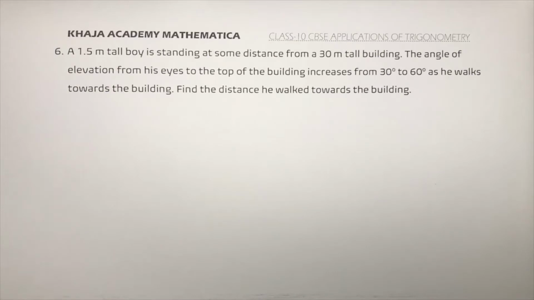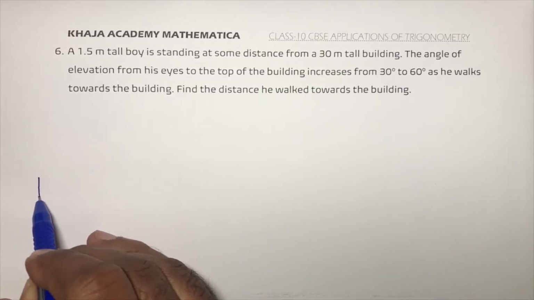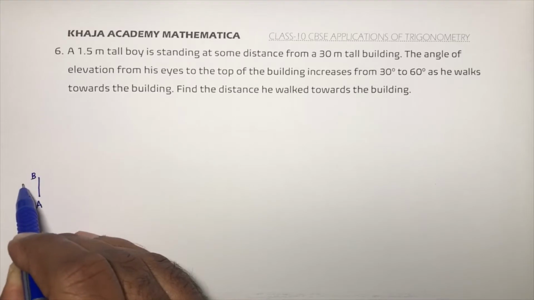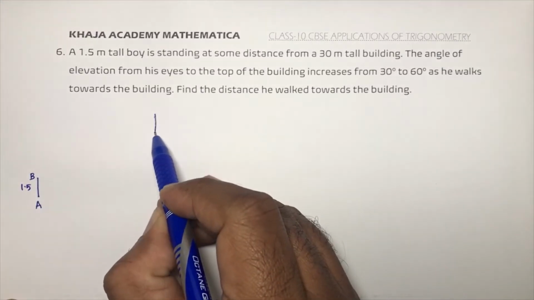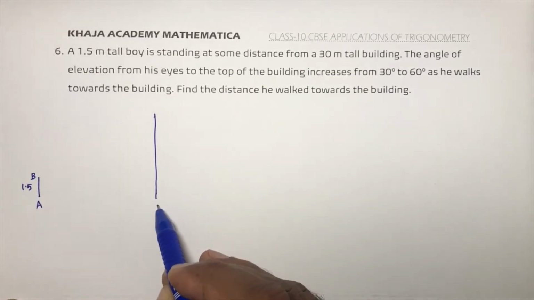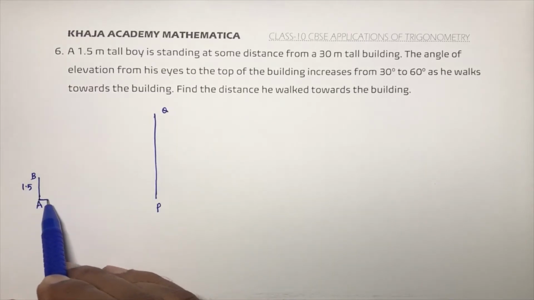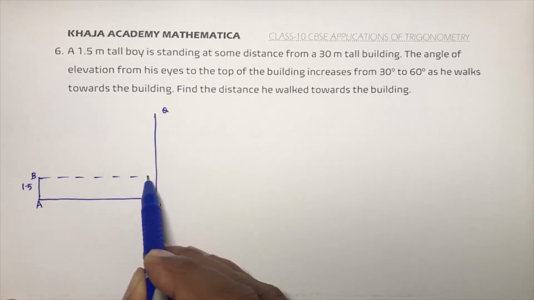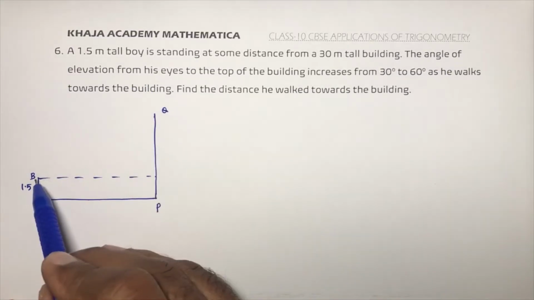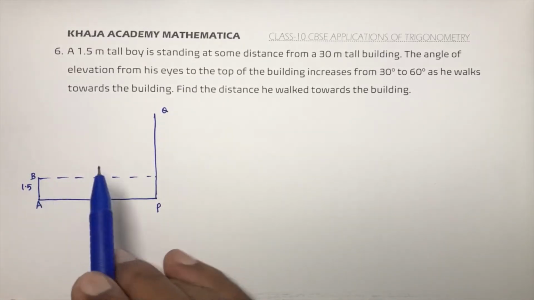A 1.5 meters tall boy is standing at some distance from a 30-meter tall building. So here I'll take AB as the height of the boy, which is 1.5 meters, and the 30-meter tall building. I'll draw here PQ. This is the building and AB is the height of the boy. So if I draw the horizontal surface here, the angle of elevation is from his eyes. Whenever in the problem they mention eye, we need to consider the height of the person also in the problem.